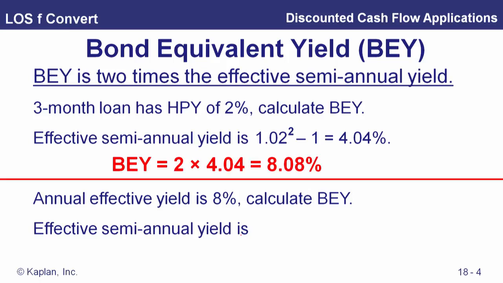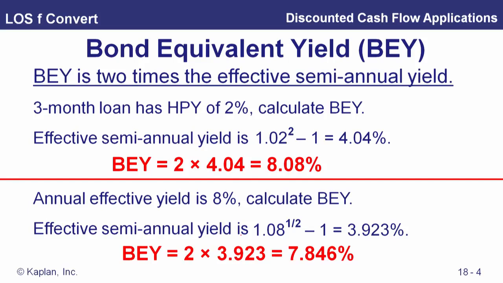And now we're going to go the other way around. We're given an annual effective yield of 8%. What's the bond equivalent yield? Well, here we have an effective annual, and we've got to get to an effective semi-annual. So we're going to take 1 plus that annual effective yield. We'll take the square root of that minus 1 and say, well, if we earn 3.923% semi-annually with compounding, that would give us an effective annual yield of 8%. And again, once we have the effective semi-annual yield, we can just double that to get our bond equivalent yield.